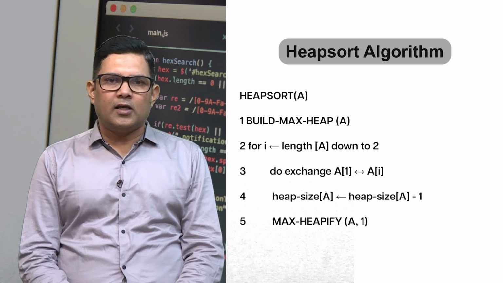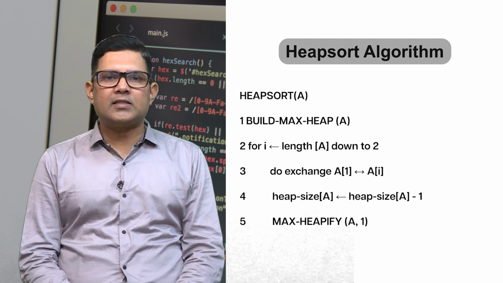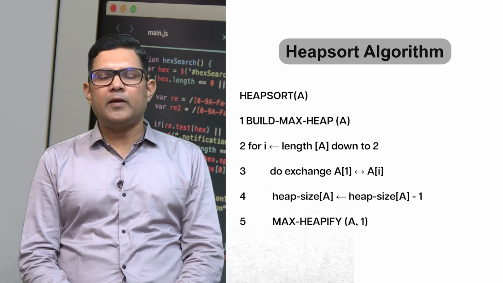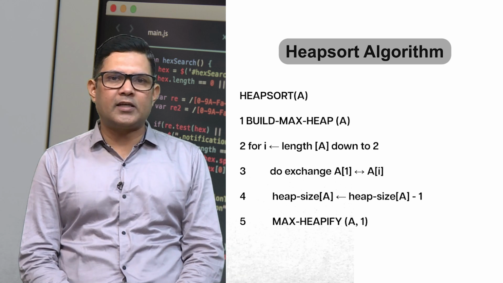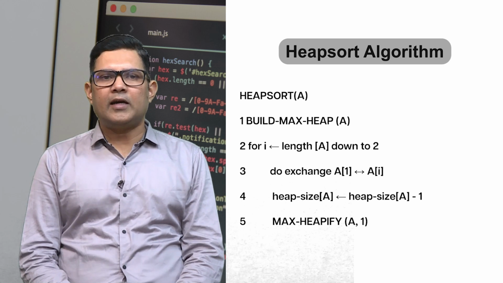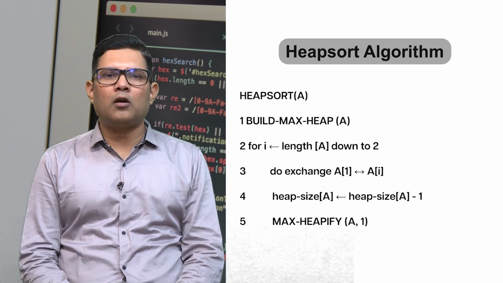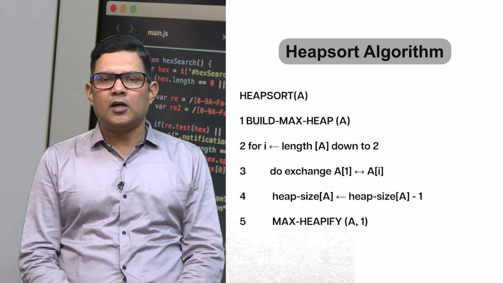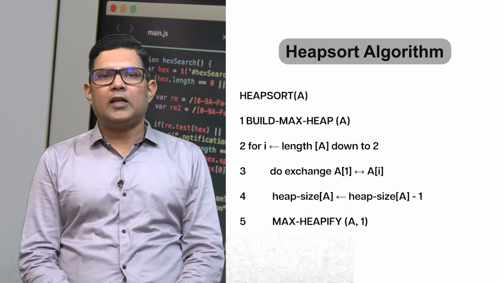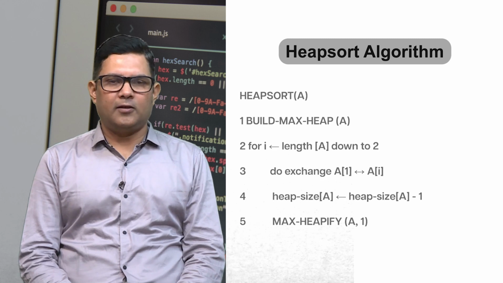In step 3, the value of A[i] will be exchanged with A[1]. In step number 4, the heap size will be decreased by 1, that is, heap size A minus 1 will be assigned to heap size A. And in step number 5, we have to call the max heapify function so that we can find out the partially sorted elements or the partial max heap tree.